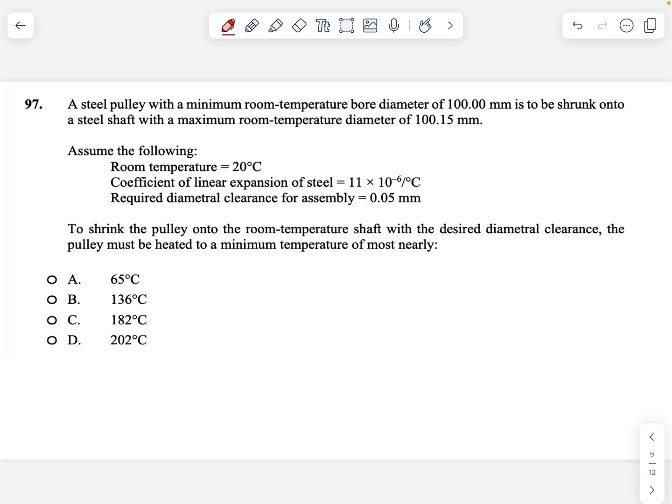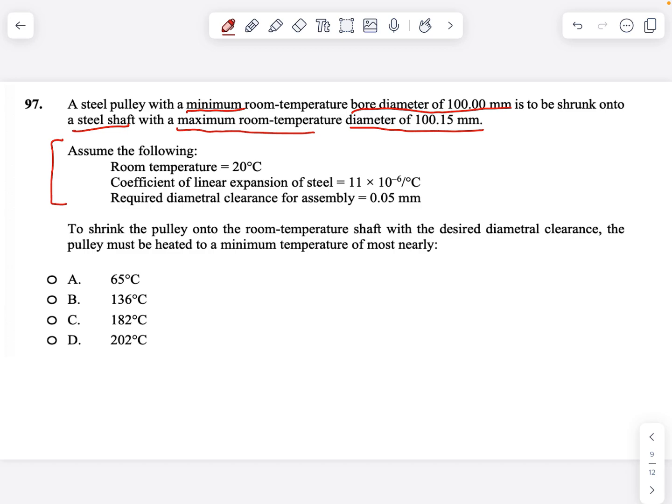A steel pulley with a minimum room temperature bore diameter of 100 millimeters is to be shrunk onto a steel shaft with a maximum room temperature diameter of 100.15 millimeters. And we are to assume the following here. Room temperature is 20 degrees Celsius, and the coefficient of linear expansion of steel. It's really nice that they give you that, so you don't have to go searching for it in the tables and charts in the handbook. And then the required dimensional clearance for assembly is 0.05 millimeters.